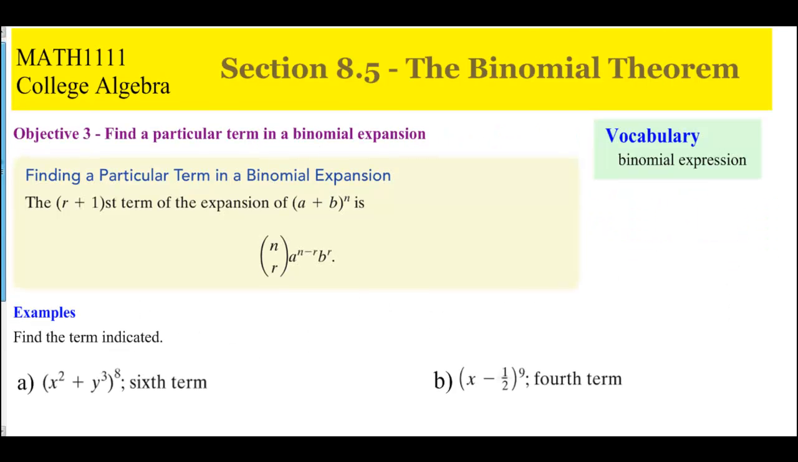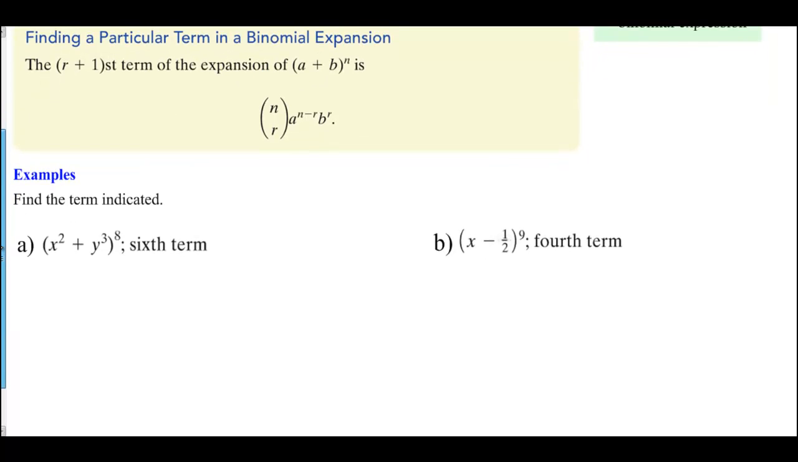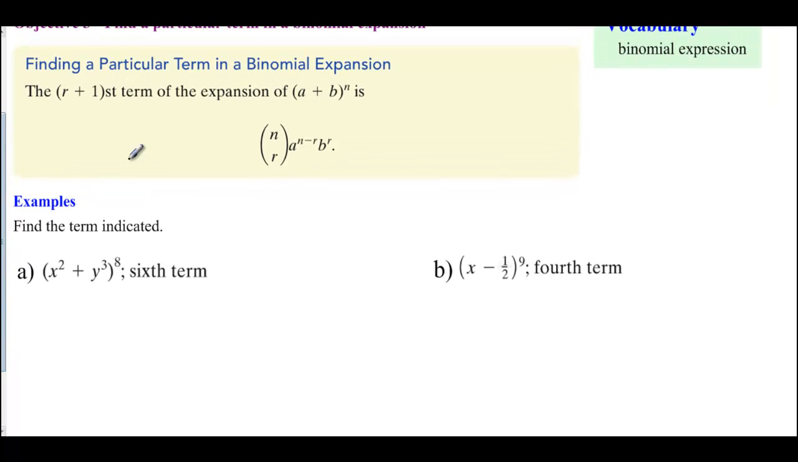So it's going to ask us to find a particular term. To find a particular term, the r plus 1 term, so if it wanted us to find the 8th term, the 8th term is 7 plus 1, where r is going to be 7. But let me show you the way I was pointing it out to you.